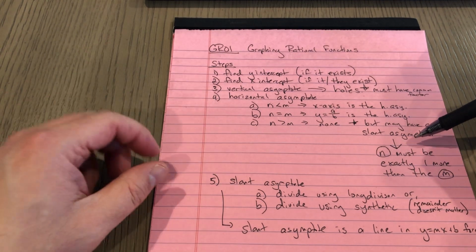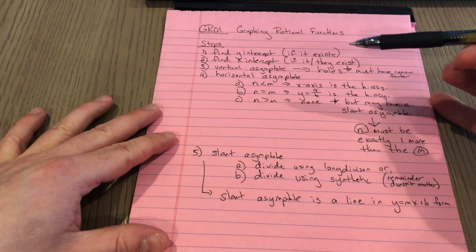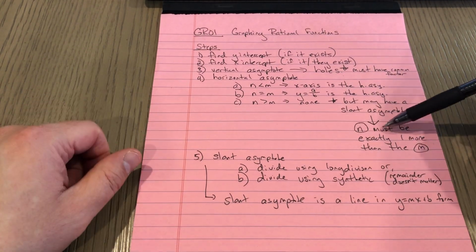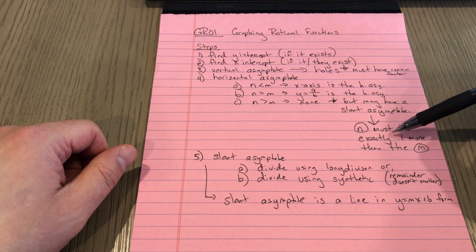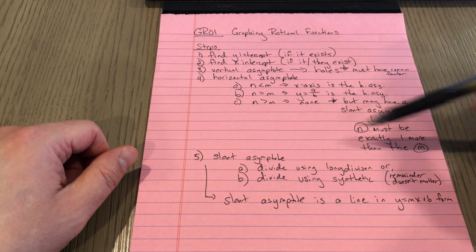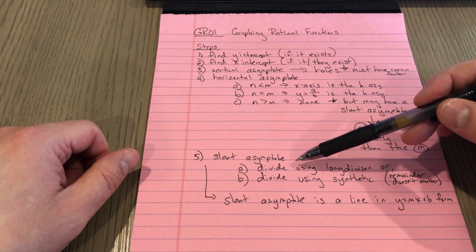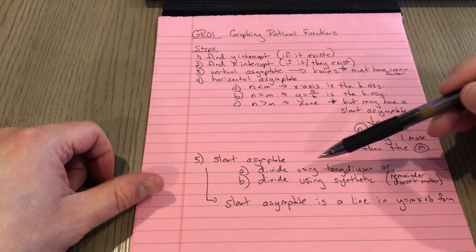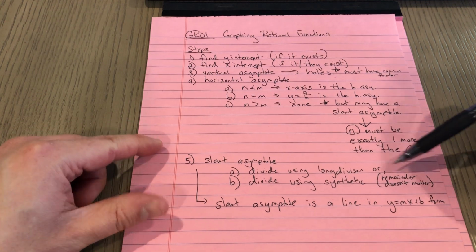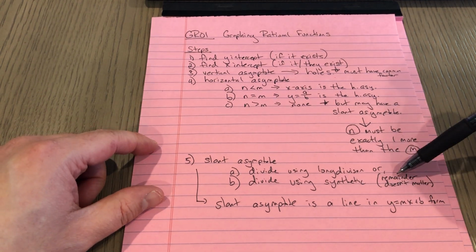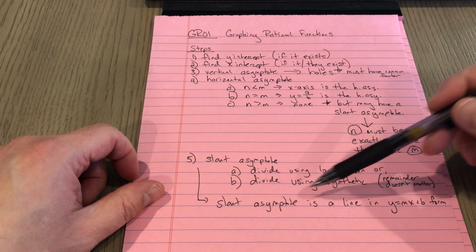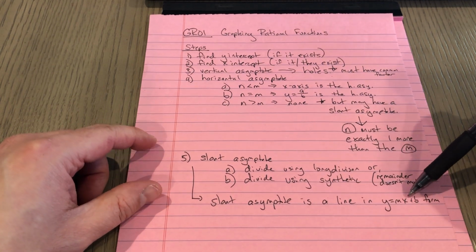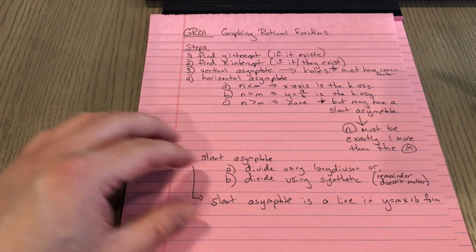So here we are. Now, slant asymptotes. If there's a slant asymptote, remember there's no horizontal asymptote, and N is exactly 1 more than M. And there's 2 ways we can do this. We can find it by dividing using long division, or we can divide using synthetic. And remember, if we use synthetic or long division, the remainder that's left over once we divide doesn't matter. It kind of goes away. And slant asymptotes are always in the form of a line, y equals mx plus b.